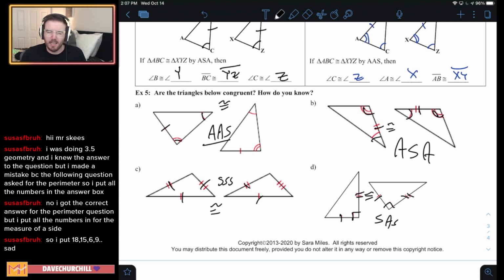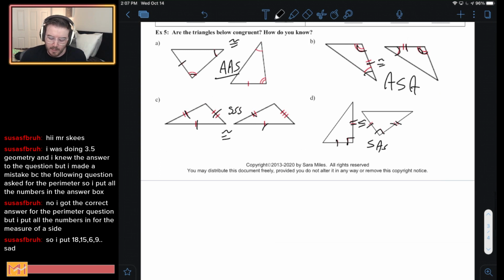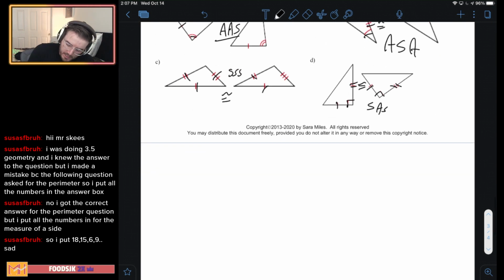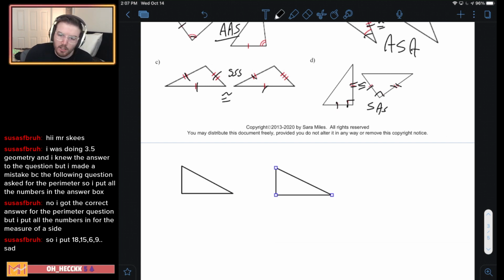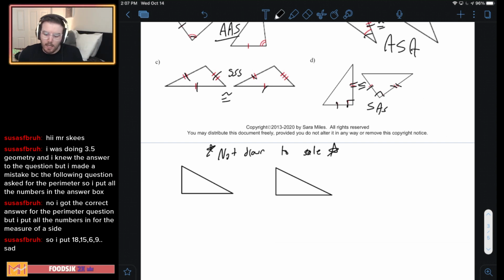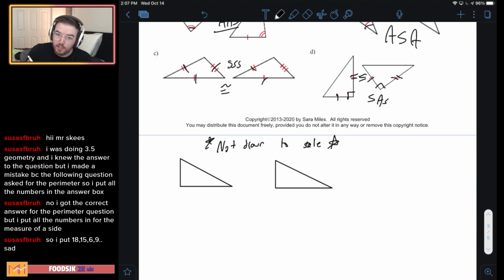You might be asking, well, okay, it was obvious they were congruent, because they looked the same. Well, let's just say I gave you this triangle and this triangle, and they look the same, but not drawn to scale, okay? Not drawn to scale. Are these two triangles congruent? Spoiler alert, they're not going to be. But are these two triangles congruent?